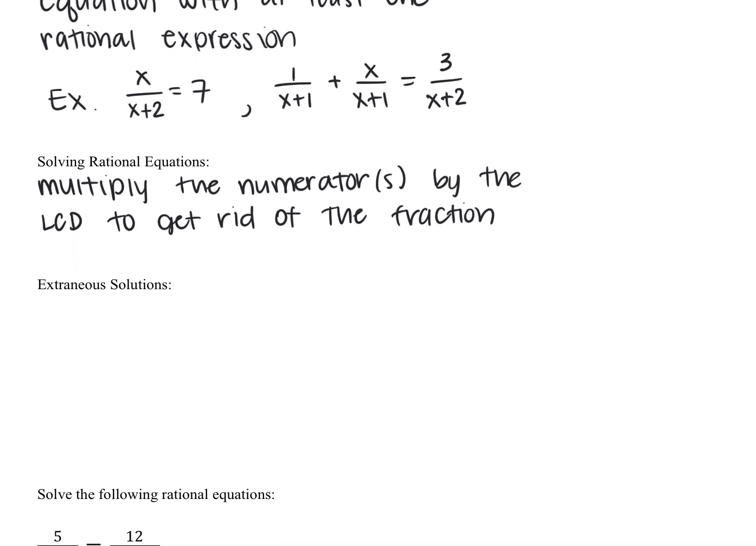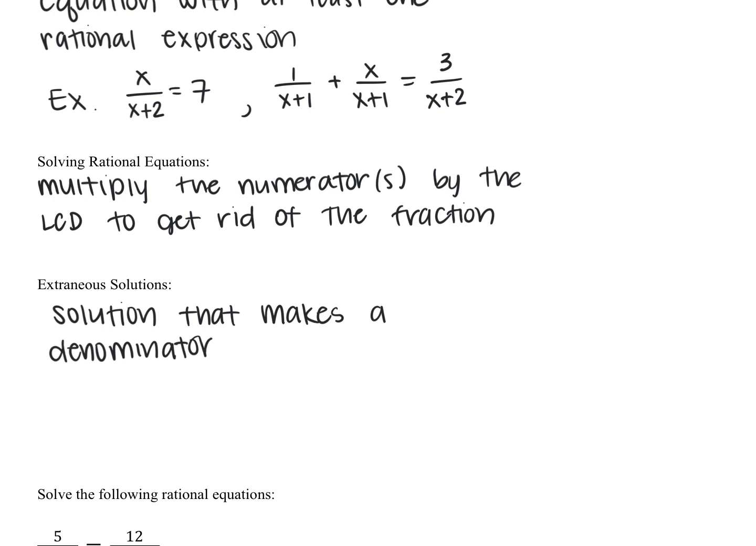Now, one thing you have to look out for when you're solving a rational equation is something called an extraneous solution. So an extraneous solution is a solution that makes a denominator equal 0.